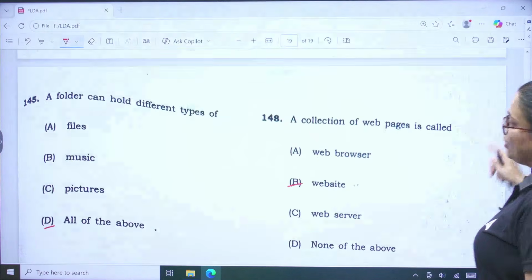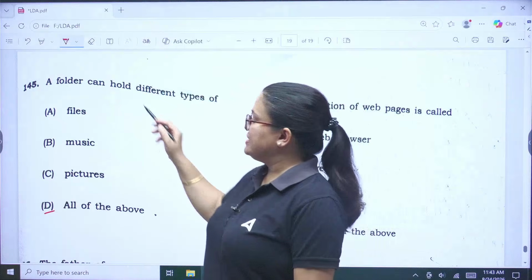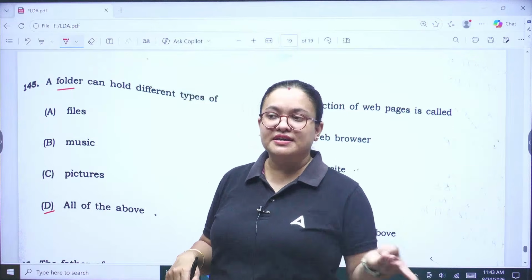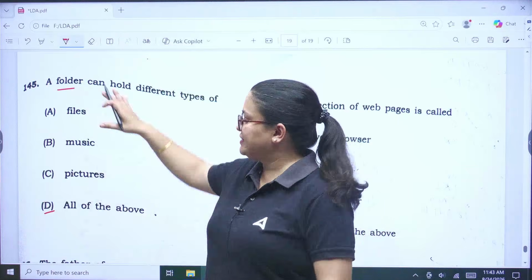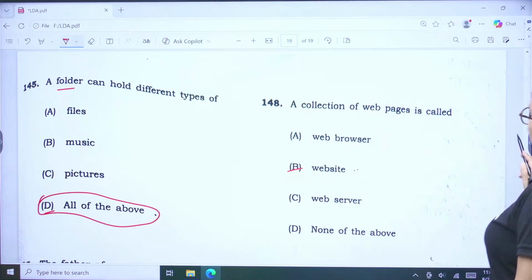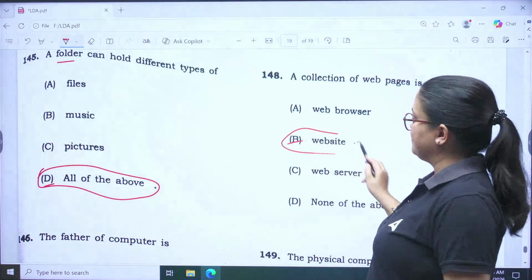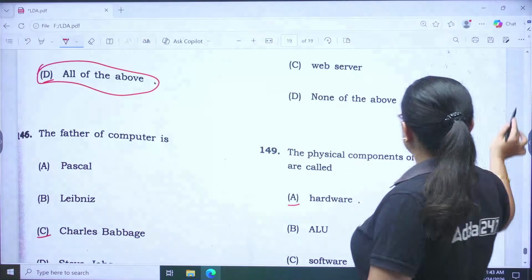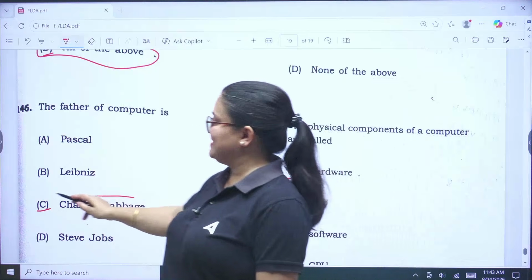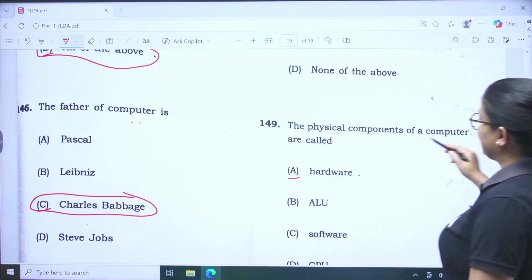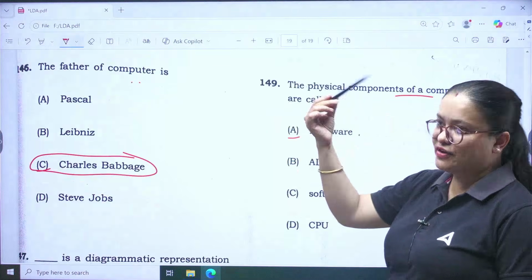A folder can hold different types of what? So you have a folder. There you can keep pictures also. There you can keep images. There you can keep documents also. Everything you can keep there. So the answer is all of the above. Next, a collection of web pages is known as a website. There you can find multiple web pages. This is a very easy question. Whenever we start reading computer, we start with this particular answer, right? Father of computer. Next, the physical components. Now think, this is also one hardware component, right?